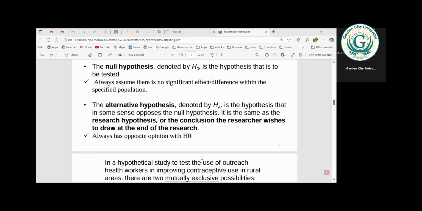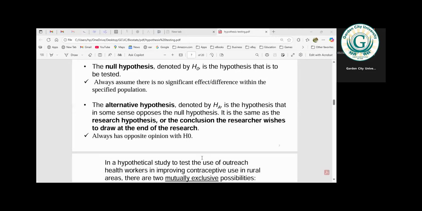Please, the example that you gave, the 75% women receiving antenatal care. Sir, please, can you go over it? Because I was confused when you were explaining it with the null hypothesis and the alternative.